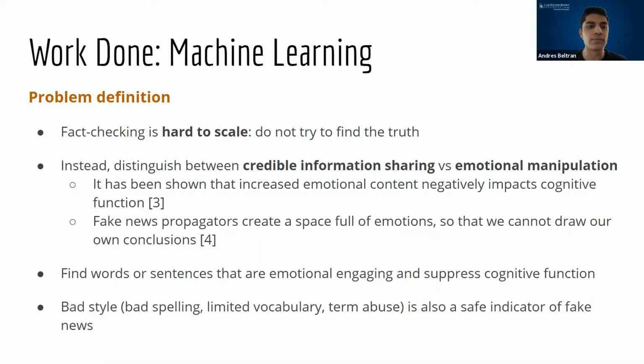There has been a lot of research in psychology that has shown that increased emotional content negatively impacts cognitive function. So fake news propagators use this. They create a space full of emotions so that the reader cannot draw their own conclusions. So the problem itself comes down to finding words or sentences that are emotionally engaging and suppress cognitive function. Bad style, such as bad spelling, limited vocabulary, or term abuse, is also a safe indicator of whether an article is fake or not.